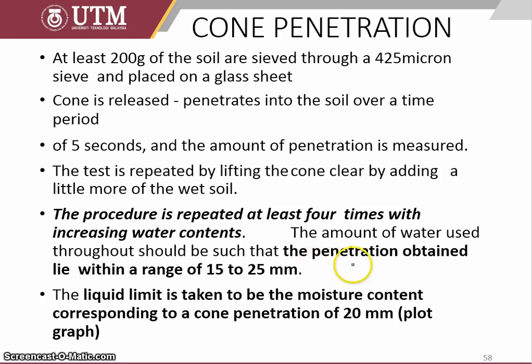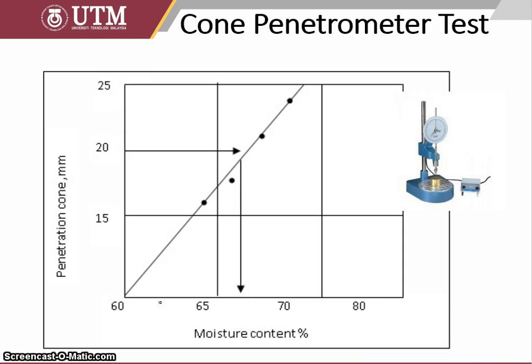Suppose the penetration should be in the range of 15 to 25 mm, so that we can read the liquid limit at 20 millimeters. The previous researcher designed this testing so that the liquid limit is taken at the cone penetration of 20 millimeters. The moisture content at 20 millimeters is the liquid limit. So this is how the result is plotted.